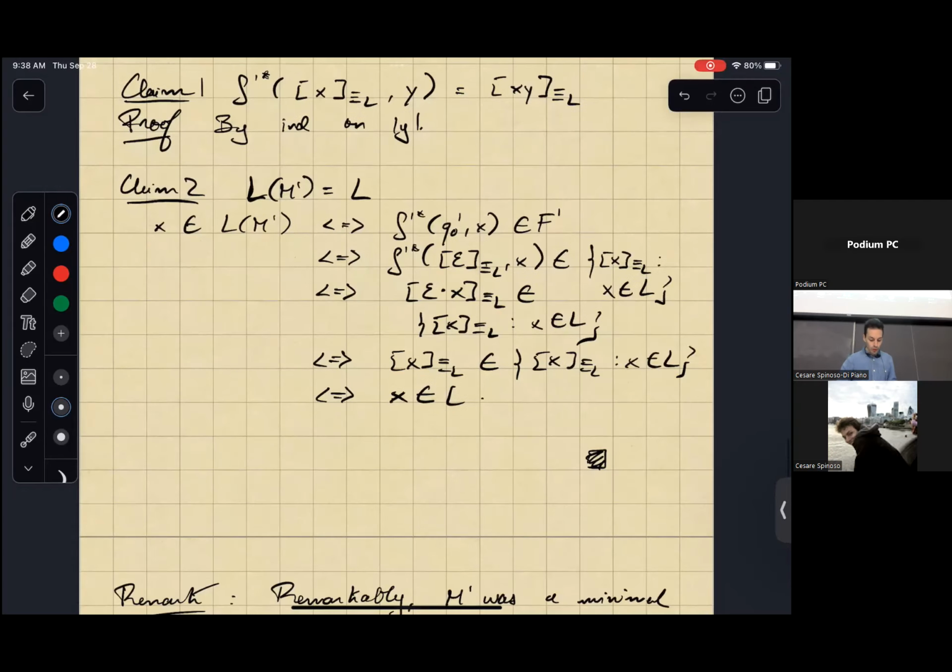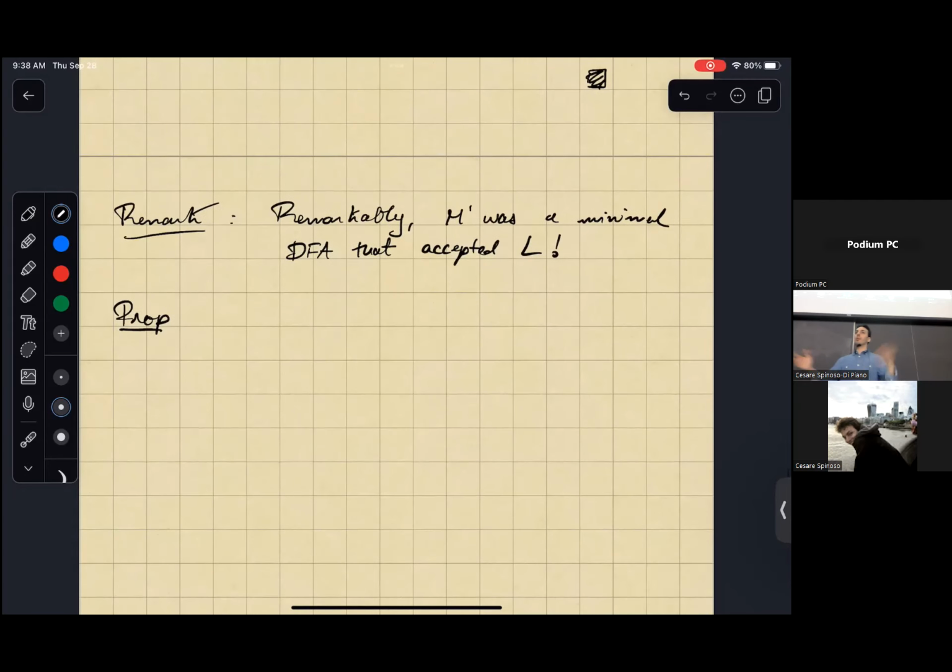Okay. So what I want to do now is state as a proposition. In case you don't know, a proposition is like a theorem, but slightly less important. So I'm going to state as a proposition this remark. The proposition says that the DFA M prime from the proof in 3 to 1 was a minimal DFA. Okay, so I need to prove this.